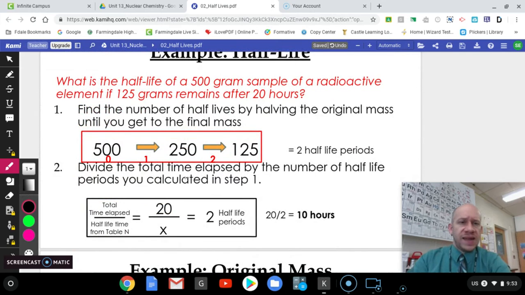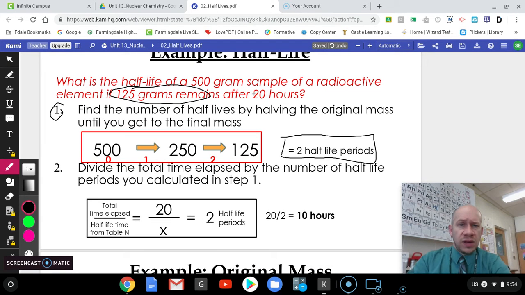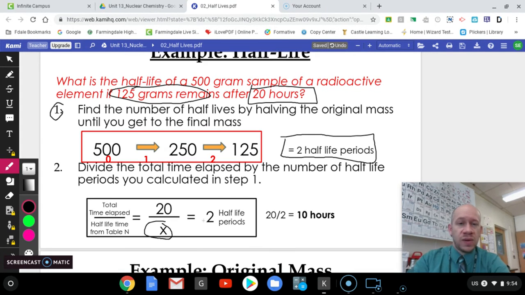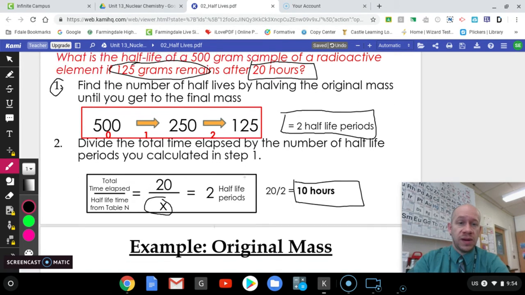Example, half-life. What is the half-life of a 500-gram sample of a radioactive element if 125 grams remains after 20 hours? So first, find the number of half-lives by halving the original mass until you get to the final mass. So 500, once, twice will get me to that final mass. This is how much remains. So 2 half-lives have occurred. I have 20 hours, so that's my total time. The half-life from table N is what I'm looking for, so that equals 2 half-lives. So 20 divided by 2 equals 10 hours is my half-life period.